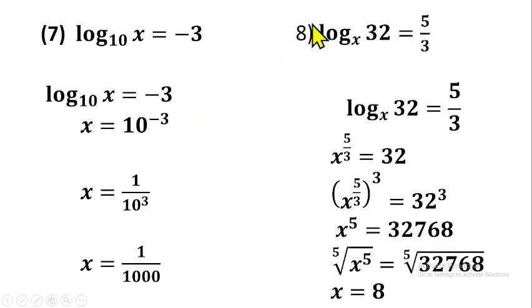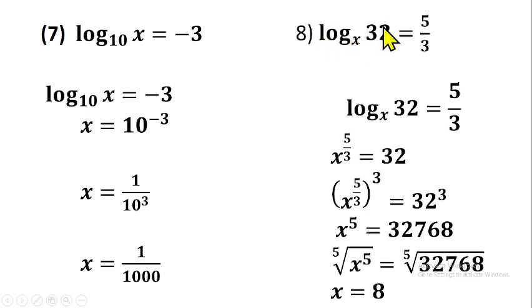So you can also have a logarithm equation where you would not know the base. In this case, we know the number and we know the answer, but we don't know the base. So how do we approach this one as well?